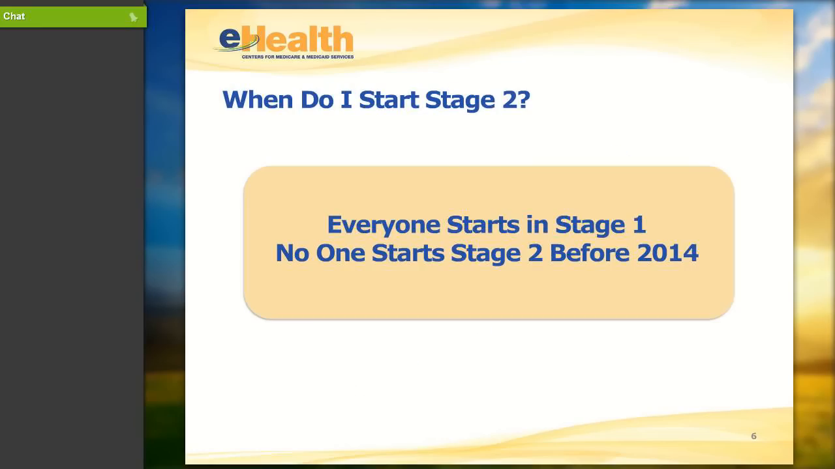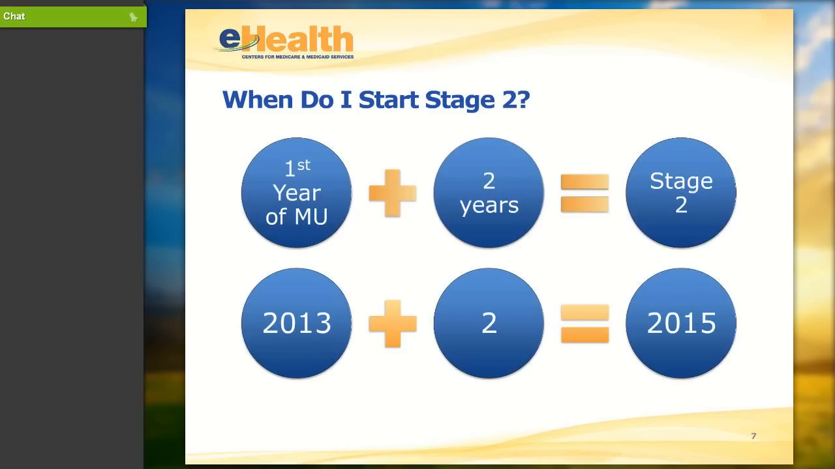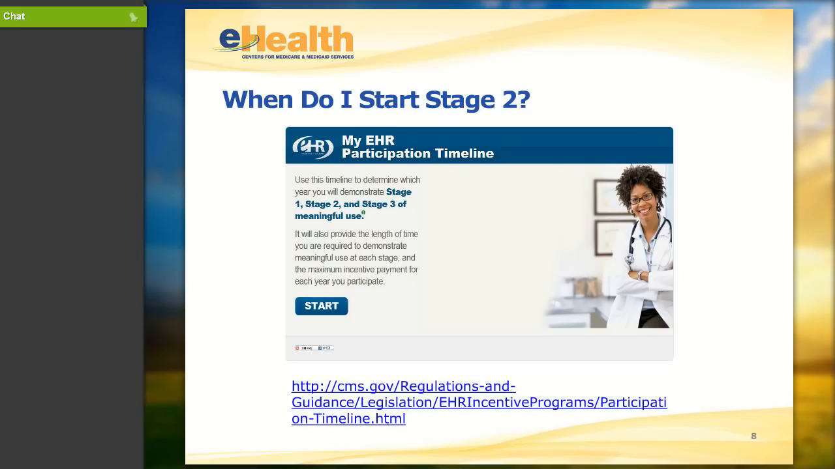If that's a little bit confusing, one of the things that we have, I'm going to actually flip forward in the slide and show you something. One of the things we have is a participation timeline tool that you can go and take a look at. Obviously, this timeline widget has not been changed to reflect the Friday announcement, but it will give you an idea of starting Stage 2. You can go in, you can talk about which program you are participating in, you can tell the year that you first started, and it will customize a timeline for you. So you can go to this website below, and it will show you that.